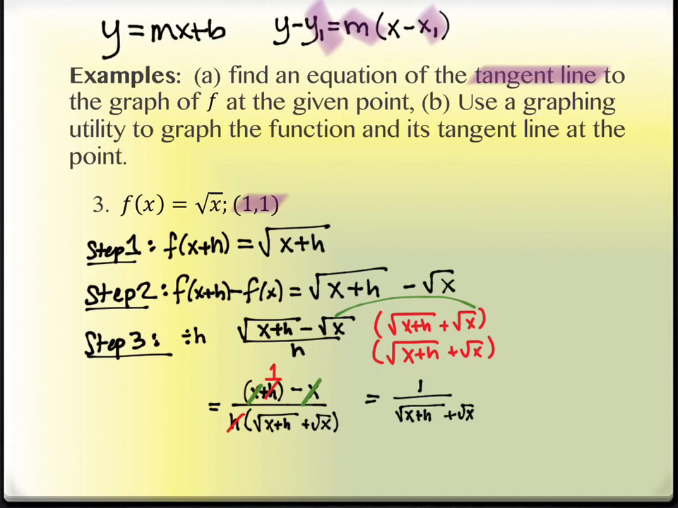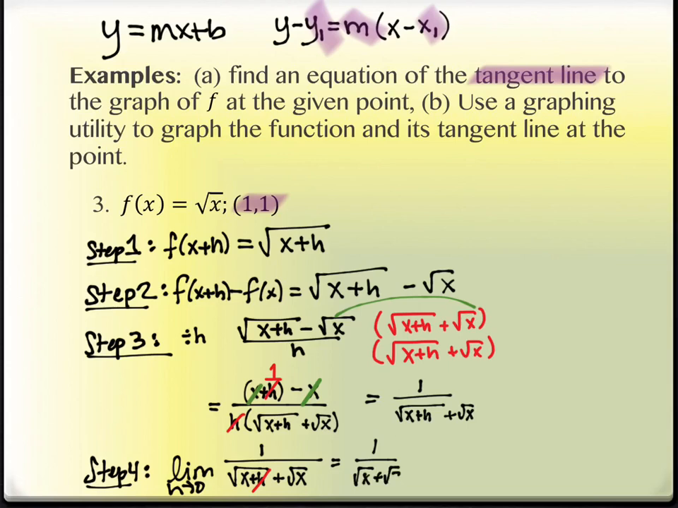What's step 4? Step 4 is to take the limit. So the limit as h goes to 0 of 1 over the square root of x plus h plus the square root of x. And so this h will go to 0, it will eliminate itself. So I end up with 1 over the square root of x plus the square root of x, which is otherwise known as 2 square roots of x.